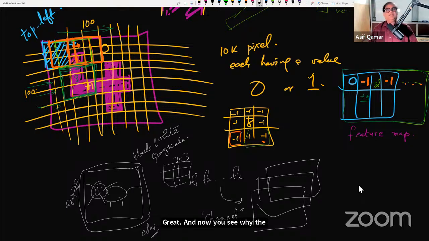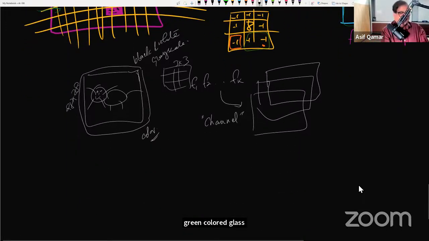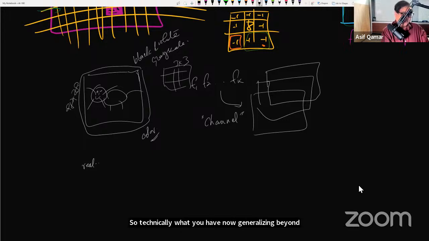Right? What is a filter? Those of you who do photography, literally you take a colored glass. A colored glass is a filter. A red colored glass will only see red. Right? It will only see the red wavelength. The blue colored glass will only see the blue wavelength, and the green colored glass will only see the green wavelength.